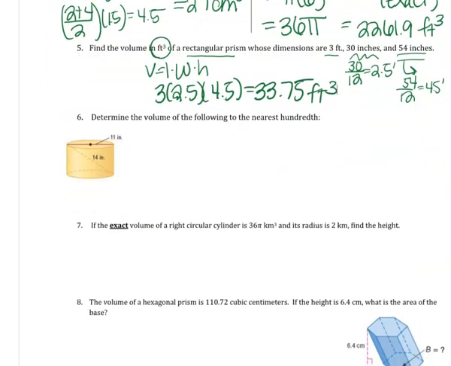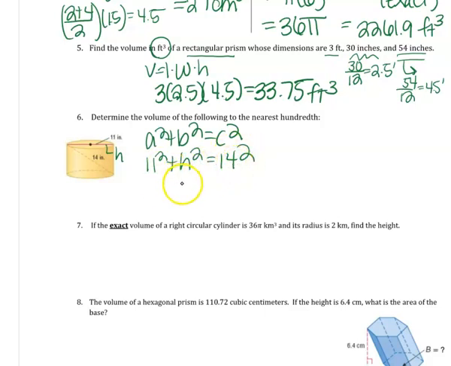All right, question 6, determine the volume of the following to the nearest hundredth. Now, first thing I'm noticing is I don't know the height, but I spy with my little eye a right triangle. I can do the Pythagorean theorem and find the height of this and then get to my volume formula. So a squared plus b squared equals c squared. I'll do 11 squared plus h squared equals 14 squared. Now that's 196 minus 121, so h squared is 75. And then I'll just leave this as radical 75 for now.